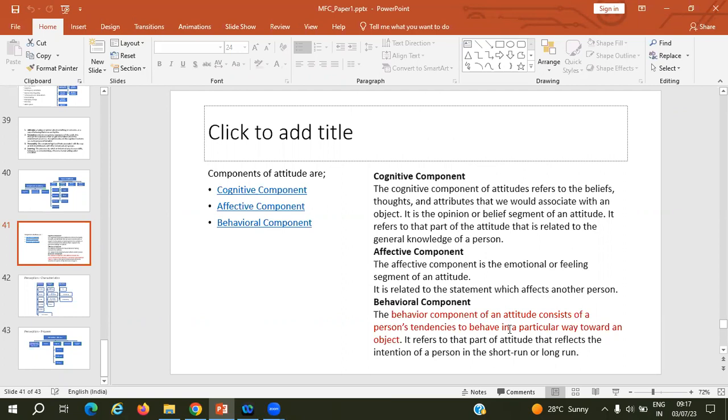It is the opinion or belief segment of an attitude. It refers to that part of the attitude that is related to the general knowledge of a person.